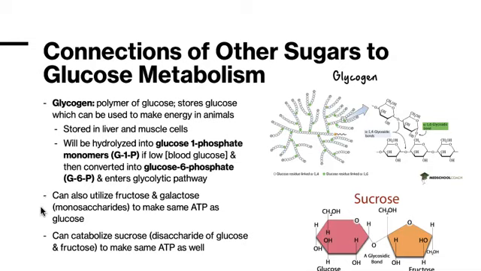These are both monosaccharides, and they make ATP in the same amount as glucose. And then we can also catabolize sucrose, which is a disaccharide. We can see here glucose is connected with a glycosidic bond to fructose, and we can break it down in order to make ATP as well.